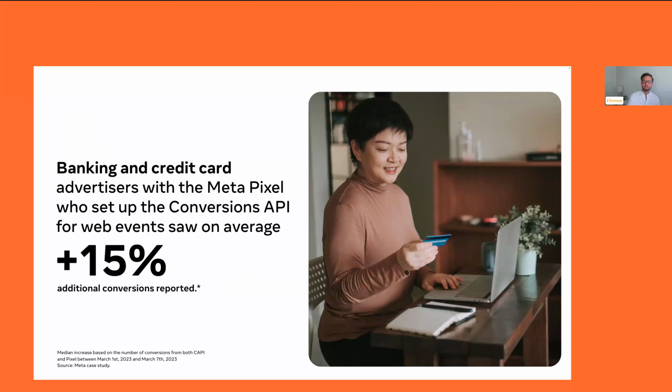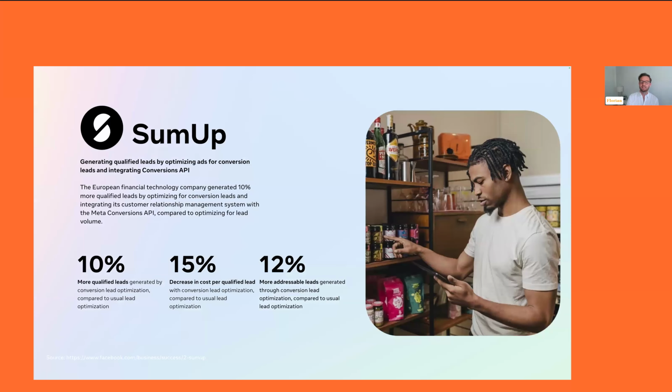So we also have some more data for fintech and banking and credit card advertisers with a Meta Pixel who, in addition, implemented Conversions API for web events, saw on average 50% additional conversions. And also there's one interesting client, SumUp, who leveraged Conversions API for CRM, so in a connection to the CRM systems, to optimize for qualified leads instead of purely optimizing for lead volume, achieved a 10% more qualified leads volume and decreased the cost per qualified lead by 15%.